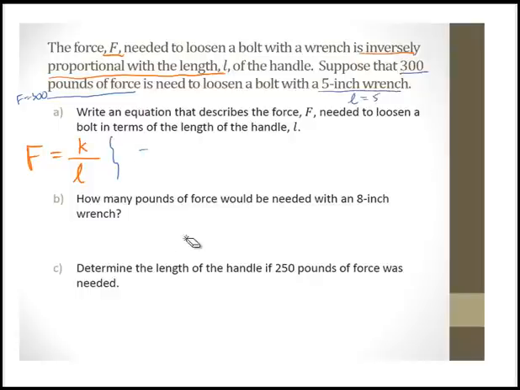300, the F value, is equal to k over 5. I multiply through both sides by 5, and I find that k then is 1,500. So then my model is F equals 1,500 over L.